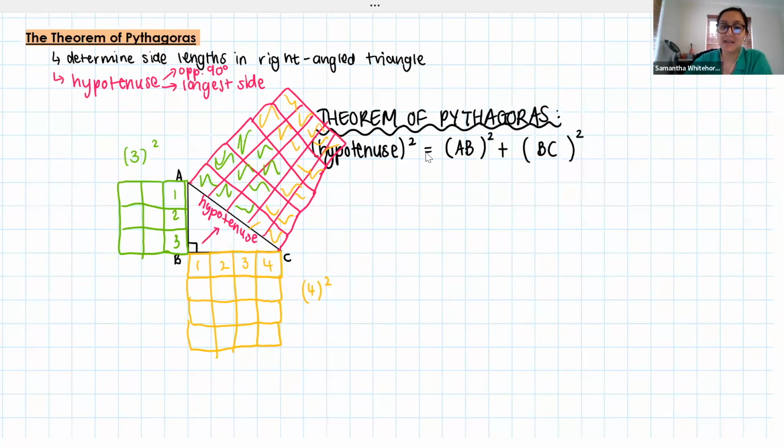It allows us to work out any side length in a right-angled triangle. Right, before I move on, do we have any questions about what the theorem is?